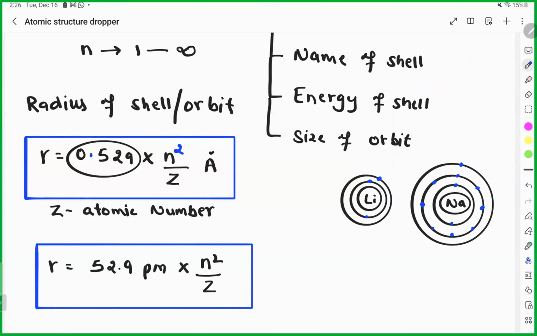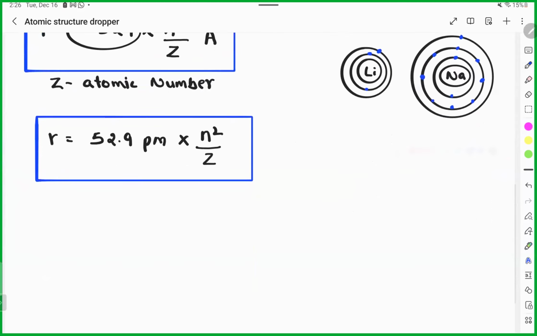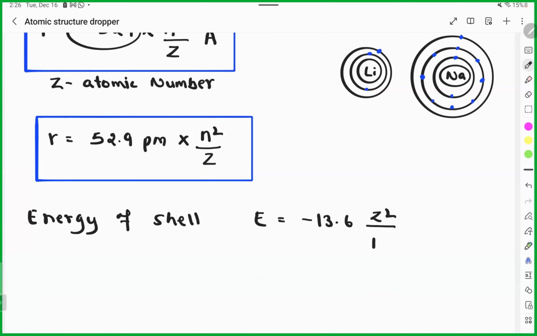Based on this, you can also tell what is the energy of this shell. Energy of the shell can be explained in the same manner. Energy of shell is equal to minus 13.6 Z square by n square. And this, remember, is available in electron volt.